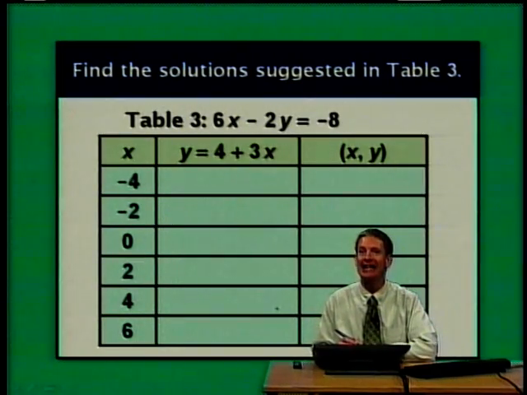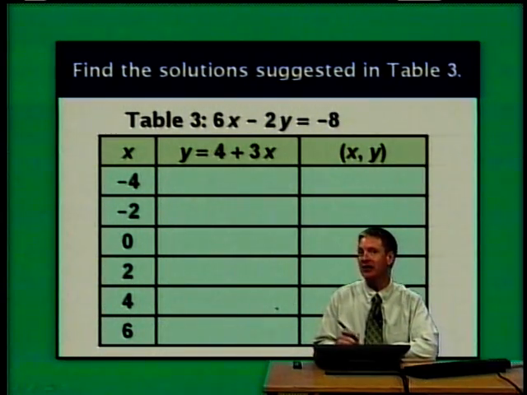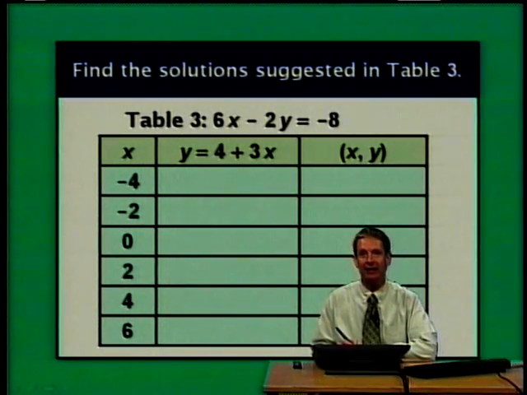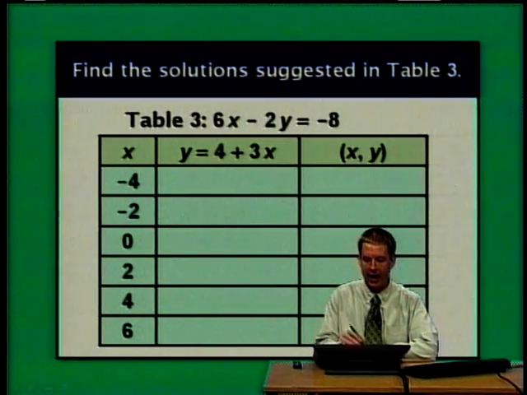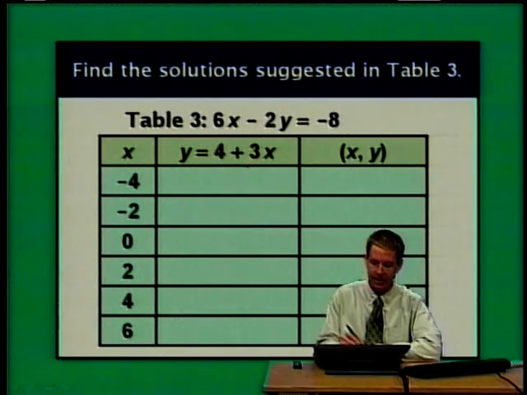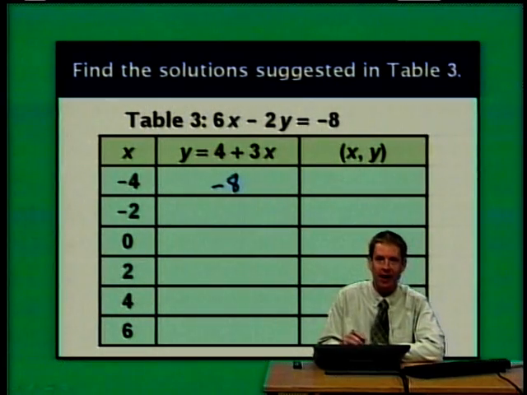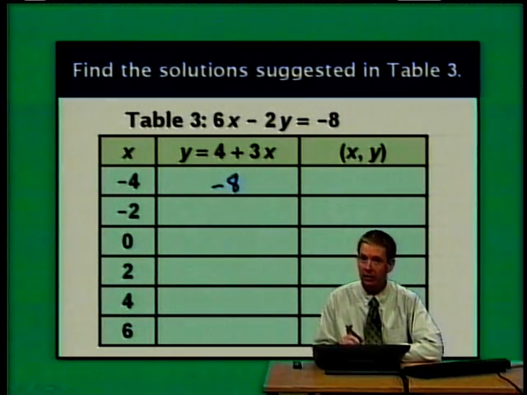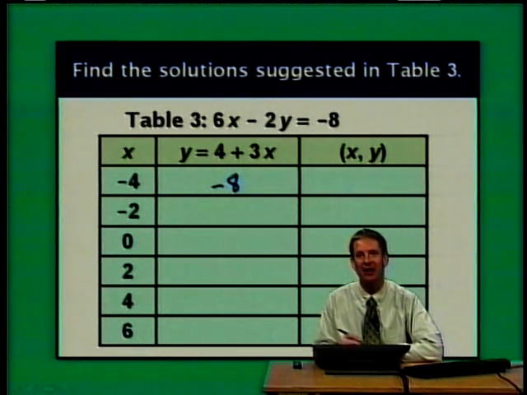Look at how much easier it is going to be to fill in my table. I think I can do it in my head. When x is negative 4, y is 4 plus 3 times negative 4. 3 times negative 4 is negative 12. 4 plus negative 12 is negative 8. Now, if that's a little tough for you to do in your head, that's okay. Get out some scratch paper and work it on the scratch paper, because we just want you to do what works for you to be successful.